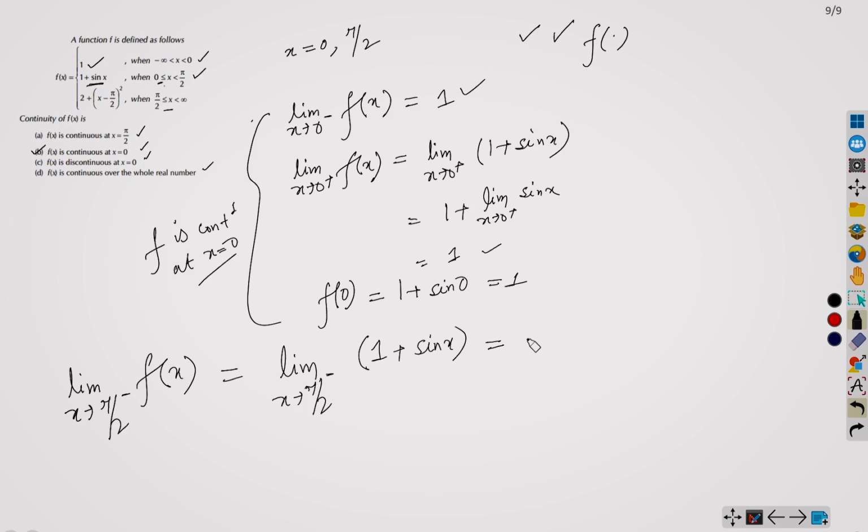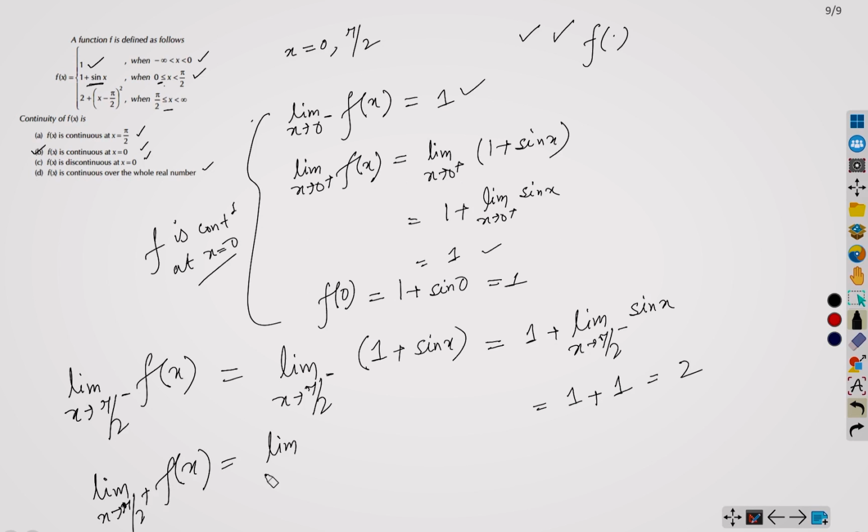I hope you are understanding this, right? Once you understand this, it would not be difficult to solve the limit problem. As x tends to pi by 2, sin x is 1, because sin pi by 2 is 1, so this is 2. Similarly, we will check the right hand limit.